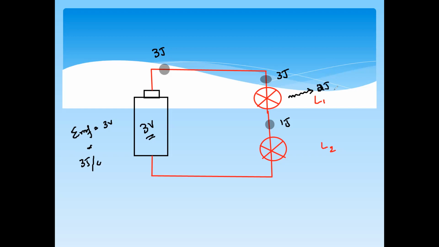And how much energy is transferred to the lamp or the device, we call that the potential difference. We also denote it by PD. So here, what is the potential difference? The potential difference is equal to 2 volts.